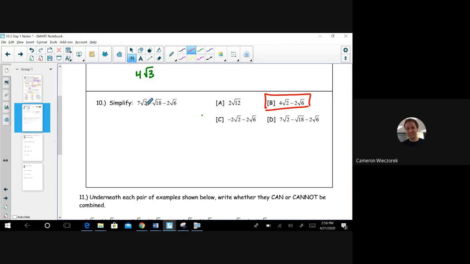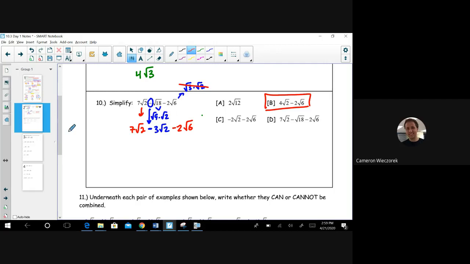7 rad 2. Rad 2 doesn't break down. I'm just going to bring that down. Rad 18 does break down. That's rad 9 times rad 2, which is 3 rad 2. Notice there was a subtraction sign between those, so that's the symbol that you're going to have to put down there with the simplified versions. Rad 6, we've seen this earlier today. Rad 3 times rad 2 didn't help me, so I just leave it as minus 2 rad 6.